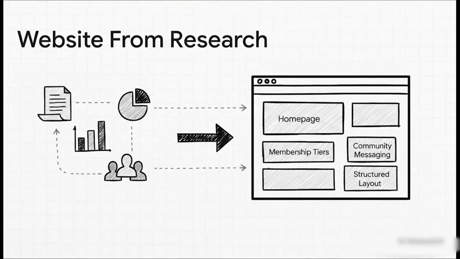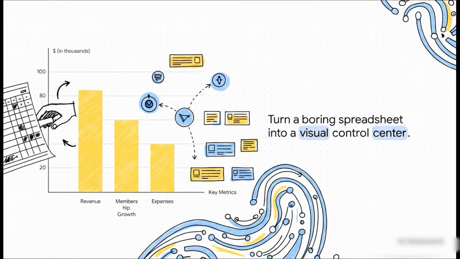Let's scale it up again. Imagine you've done a ton of research for a new business idea. You can feed all of that info into Canvas and just ask it to build a website. And it doesn't just give you a block of text. It actually builds out a structured site with a homepage, membership sections, even a contact page, all populated with your data. Or what if you've got a boring spreadsheet full of business data? You can just paste it in and ask for a dashboard. Canvas creates these interactive charts and visual summaries. Look at this. It can visualize your revenue, your growth, your expenses. It turns all those raw numbers into an actual control center that gives you the insights you need.